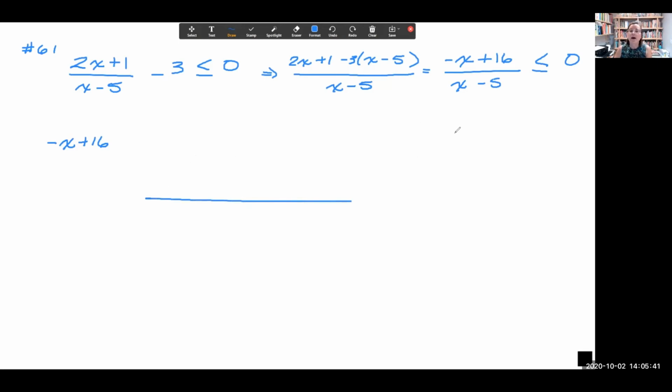So I'm going to put that will be, if x was 16, right? Isn't that what we're saying here? If x is 16, this would be a 0. That would be a solution there.